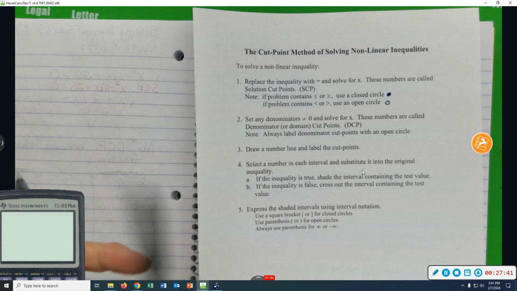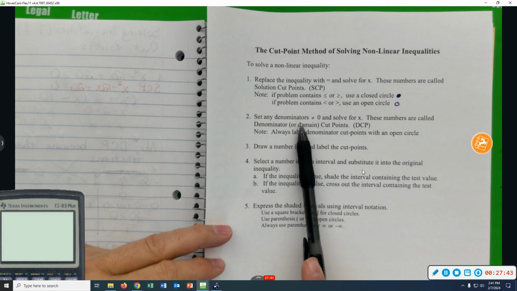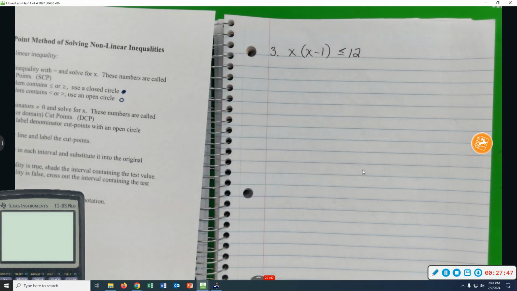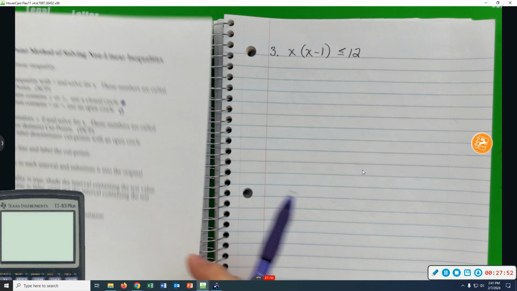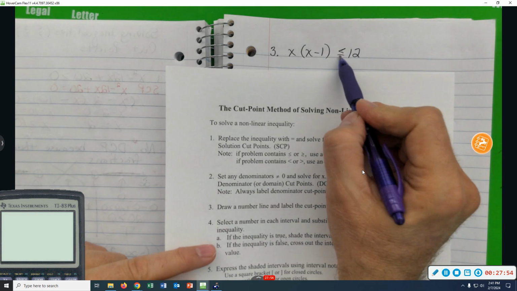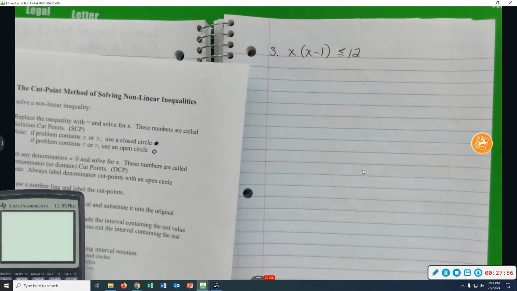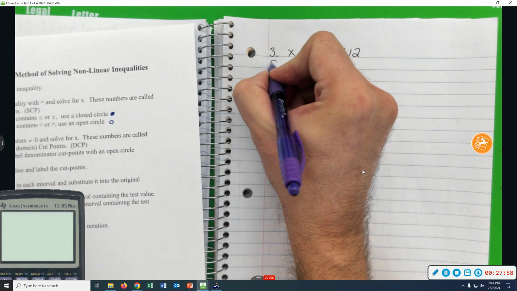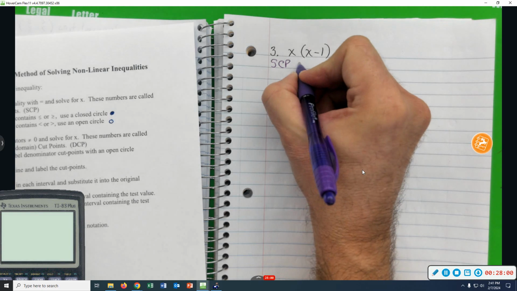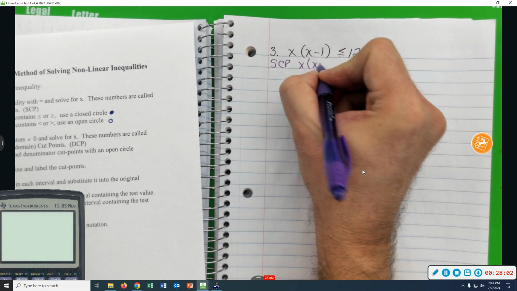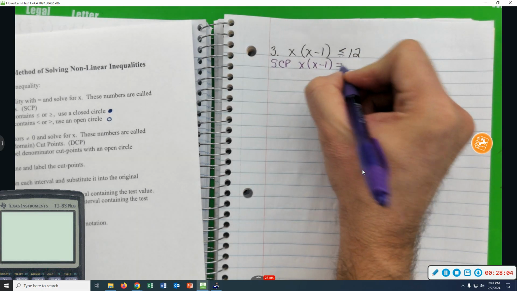Okay. Will we have any denominator cut points? No, there's no denominator. The next one, the one after this one, I'll do one for this denominator. So the first step, replace the inequality with an equal sign. I'm finding what's called the solution cut. X times x minus 1 equals 12.